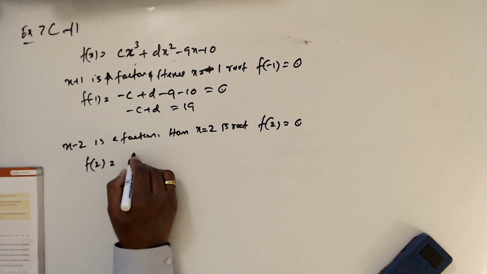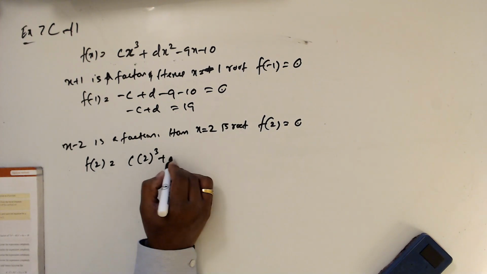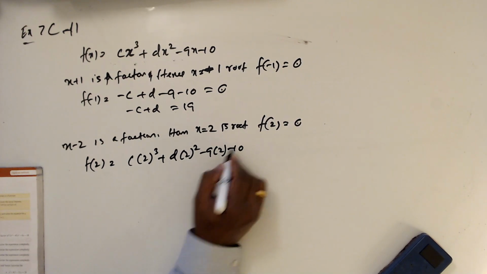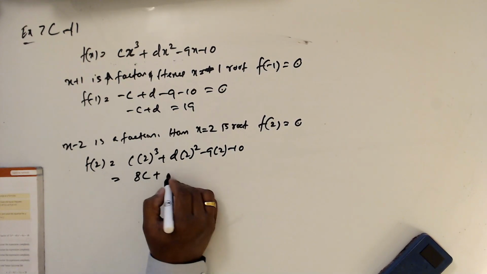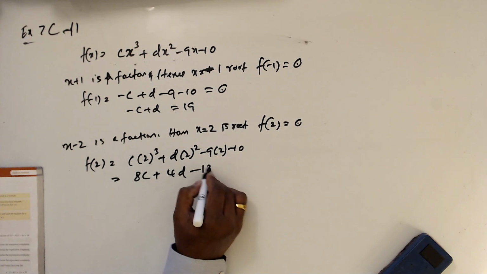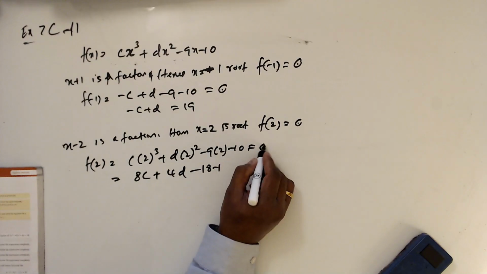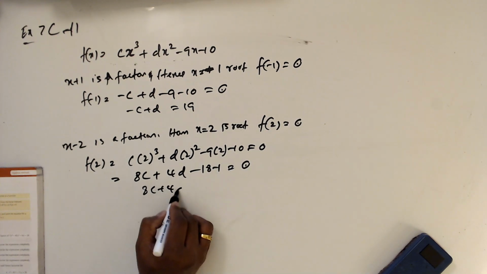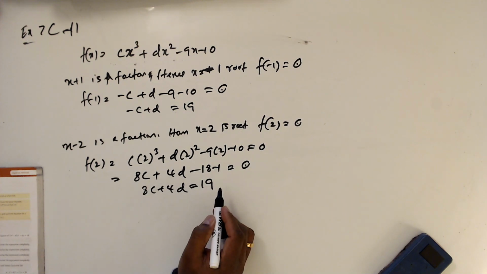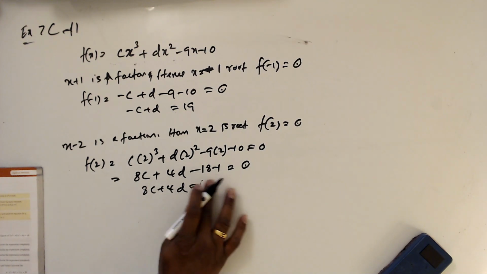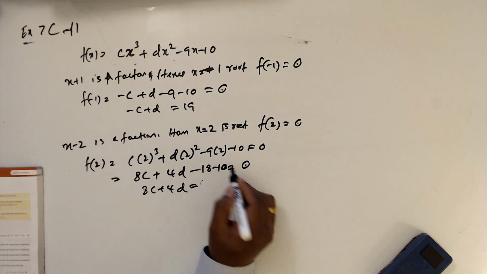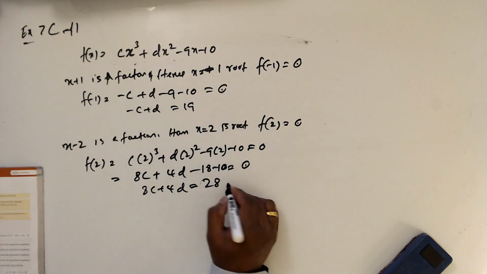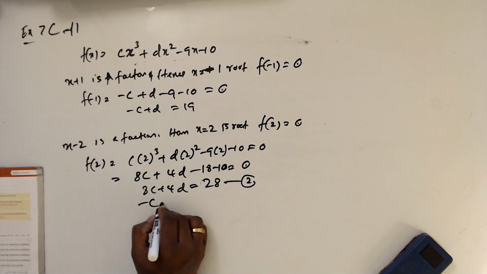We'll find f(2). c times 2 cubed plus d times 2 squared plus 9 times 2 minus 10, which is 8c plus 4d plus 18 minus 10 equals 0. So 8c plus 4d equals minus 8. This is not 1, this is 10. It means this is going to be 28. Now this is equation 2. I will write 1 here.